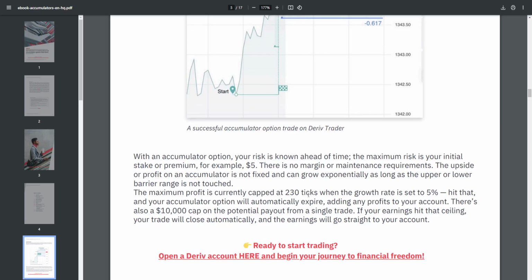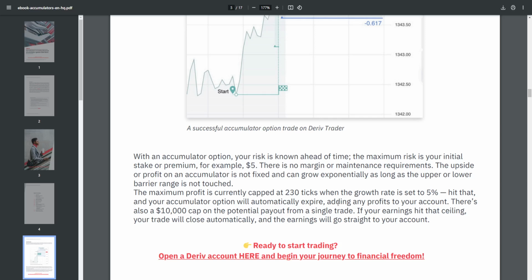Now, the maximum profit is currently capped at 230 ticks when the growth rate is set to 5%. Hit that and your accumulator option will automatically expire, adding any profits to your account. There's also a $10,000 cap on the potential payout from a single trade. If your earnings hit that ceiling, your trade will close automatically and the earnings will go straight to your account, okay? So the maximum profit you can get is capped at 230 ticks.